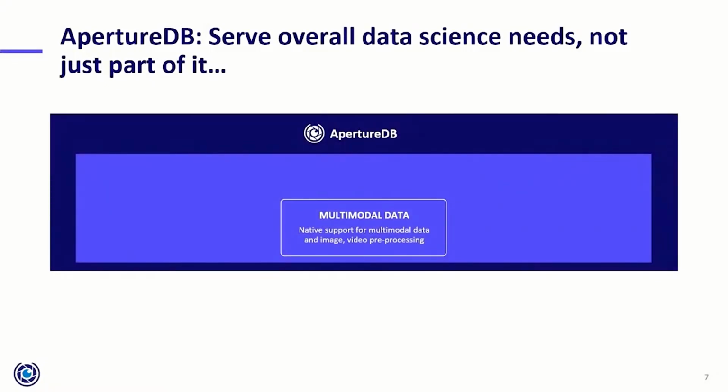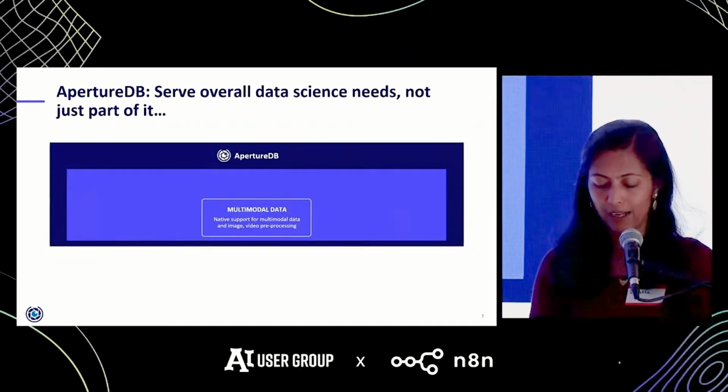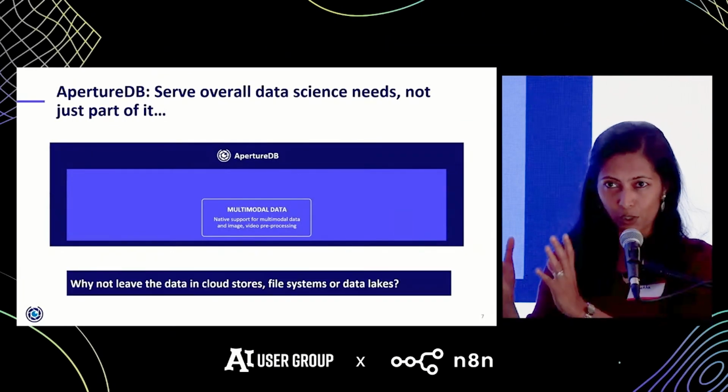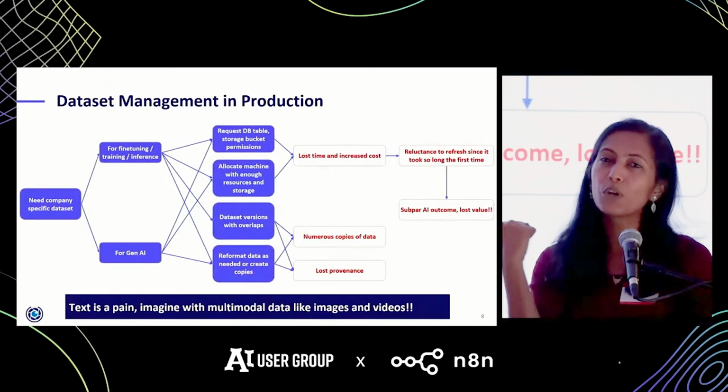So how do we solve the problem? So what we realize is really at this point, we need to bring different data types together, which means you need something that understands the complexity of data management and the requirements of AI pipelines. So first thing we addressed was the data itself. So, ApertureDB allows you to manage multimodal data. Why did we not leave this in cloud stores or file systems or data lakes? Because this is what you get.